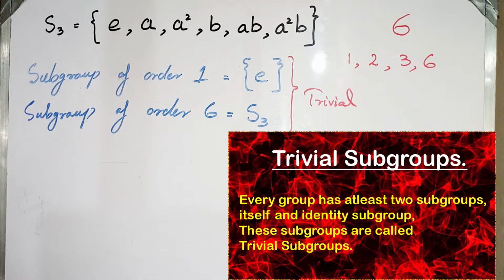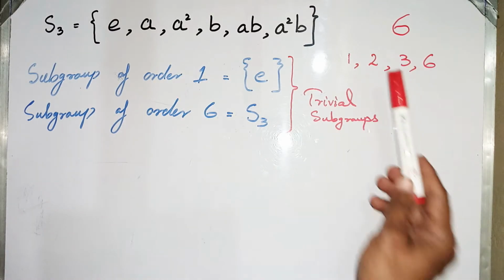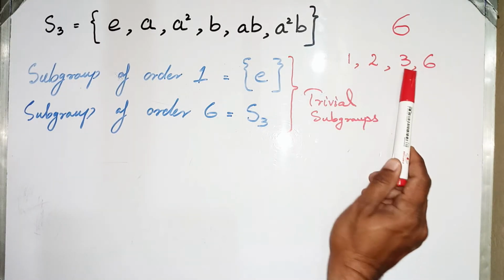You are looking at the definition of trivial subgroup. The rest of the other subgroups are non-trivial subgroups. So first we have written the trivial subgroups. Now we move towards non-trivial subgroups which are related to order 2 and order 3.